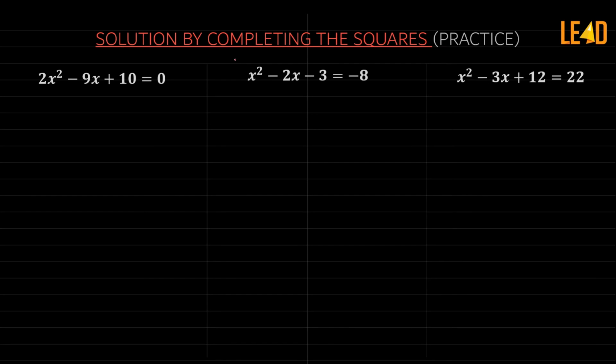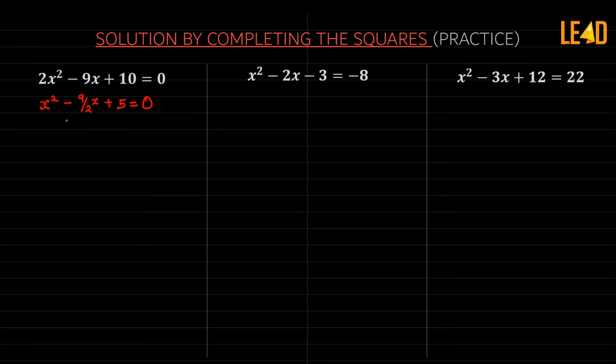Okay, so let's go. The first thing we need to do is make A 1, right? A 1, so it makes me laugh every time. So we'll make A equal to 1. So that means we should divide everything by 2, right? So we'd have x squared minus 9 over 2x plus 5 is equal to 0. So we've made A equal to 1.